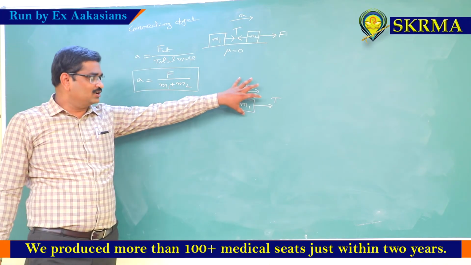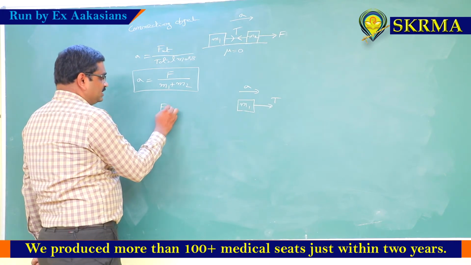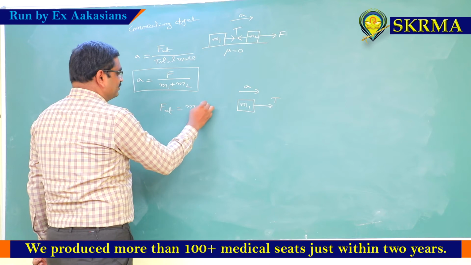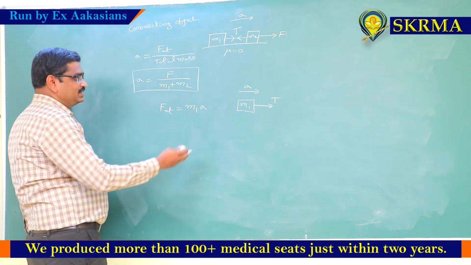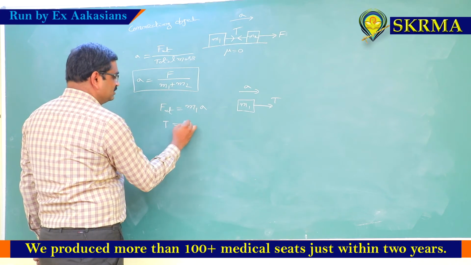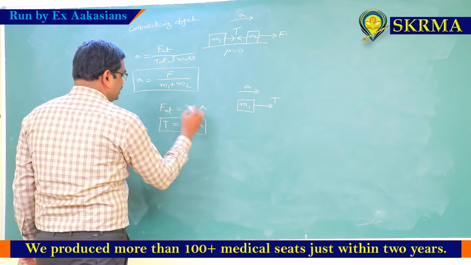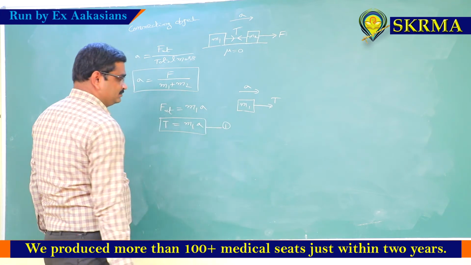Now just apply Newton's second law for this one. What is Newton's second law? F net equal to mass m1 into acceleration. What is the net force on this one? Only one force is acting, so the net force is T only. So T equal to m1 into a. This is equation number 1.